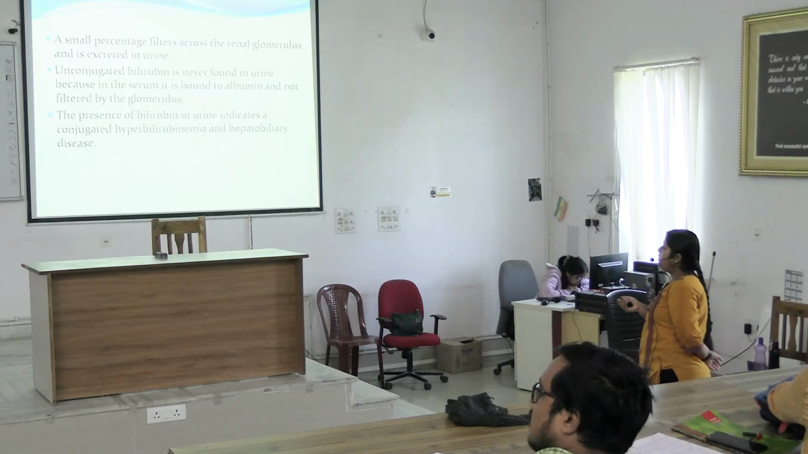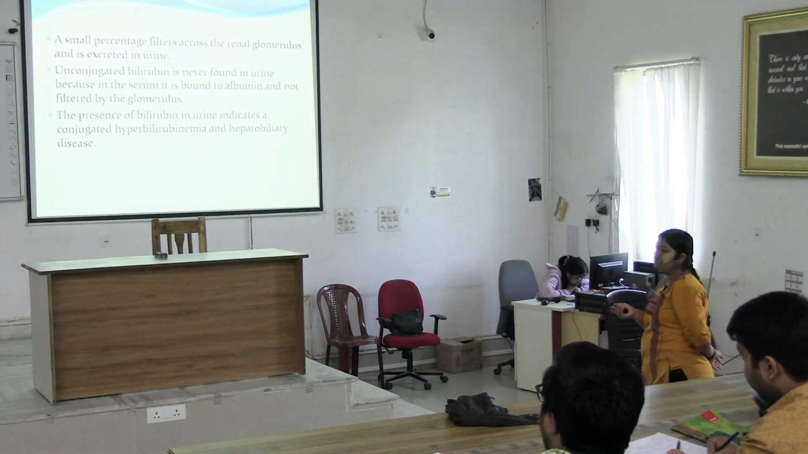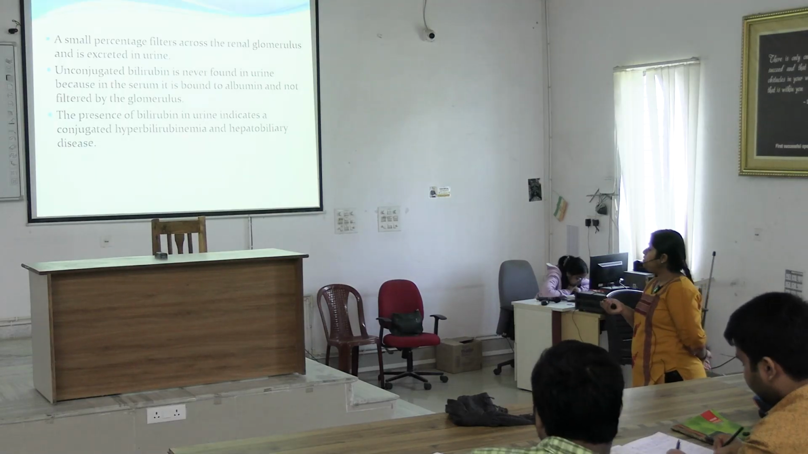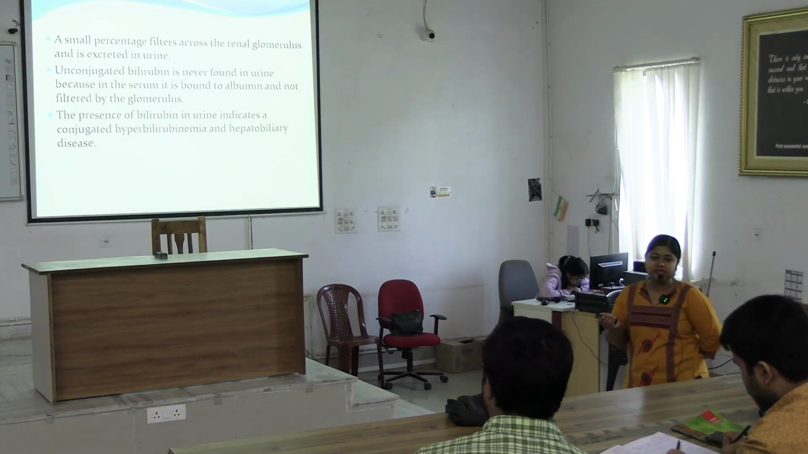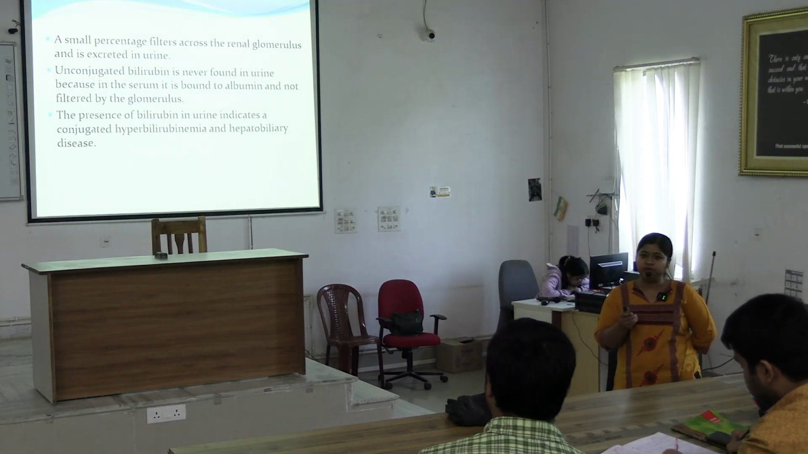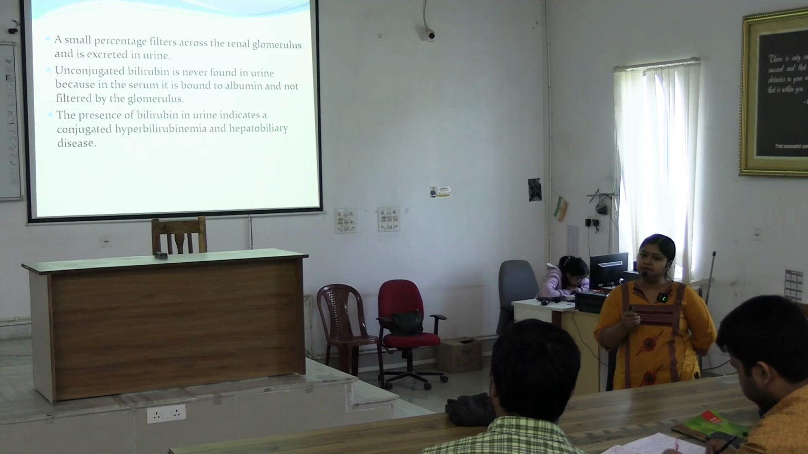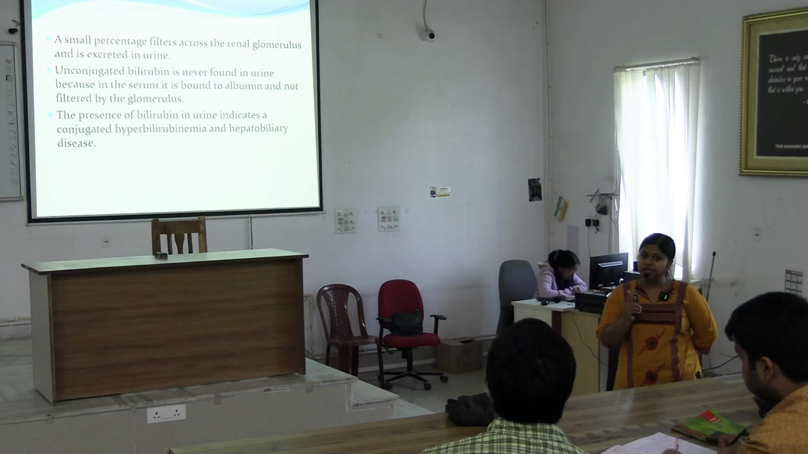Now, presence of bilirubin in urine indicates a conjugated hyperbilirubinemia and hepatobiliary disease. So this term is also important. Presence of bilirubin. What kind of bilirubin can be present in urine? Only conjugated bilirubin can be found in urine, because conjugated bilirubin is water soluble. I am not talking about urobilinogen, I am talking about conjugated bilirubin.